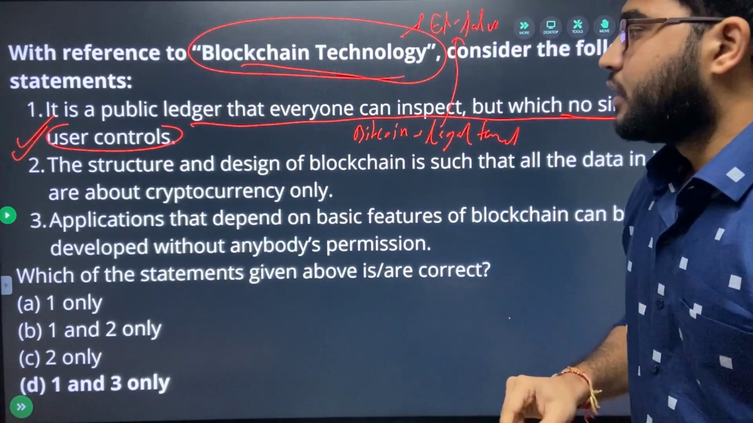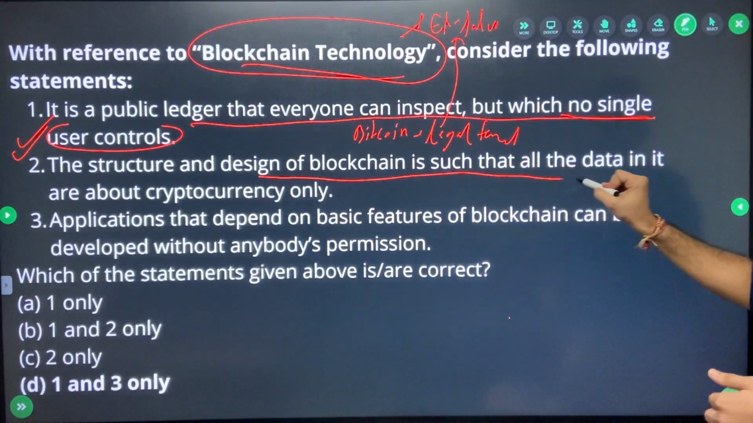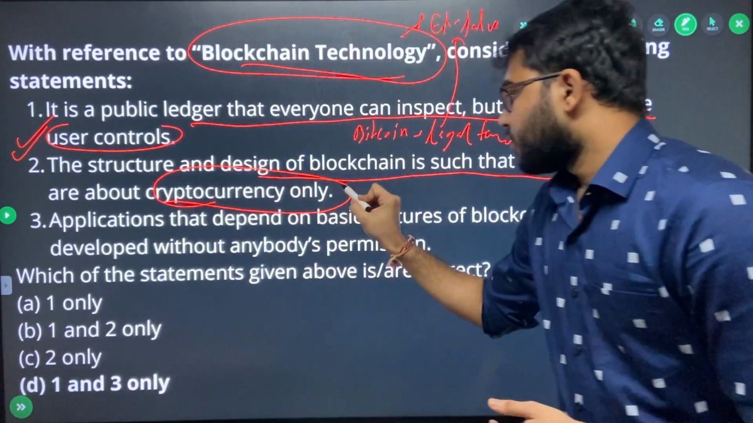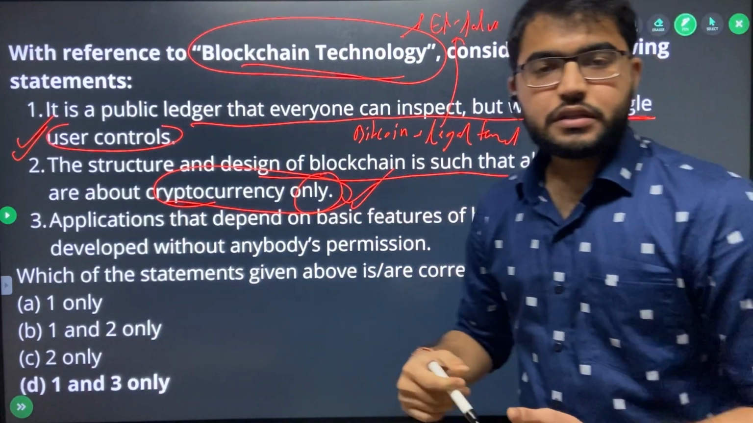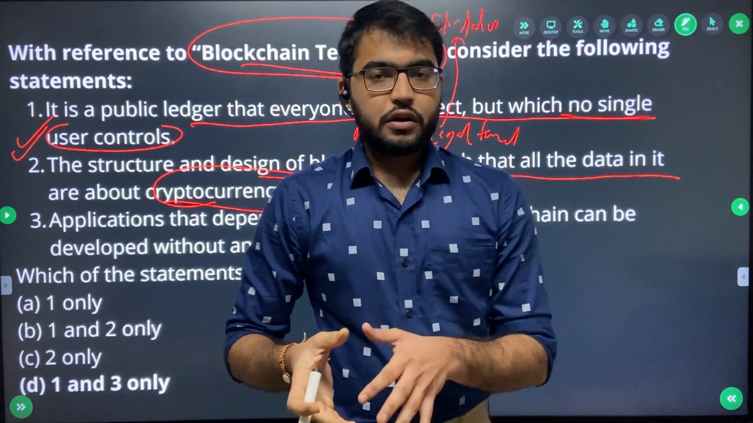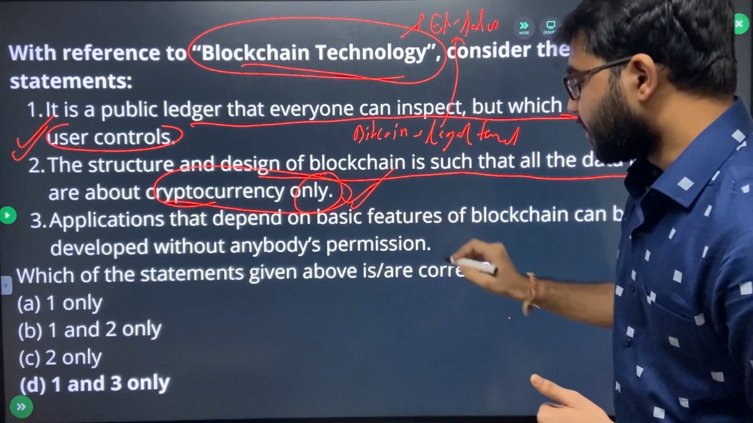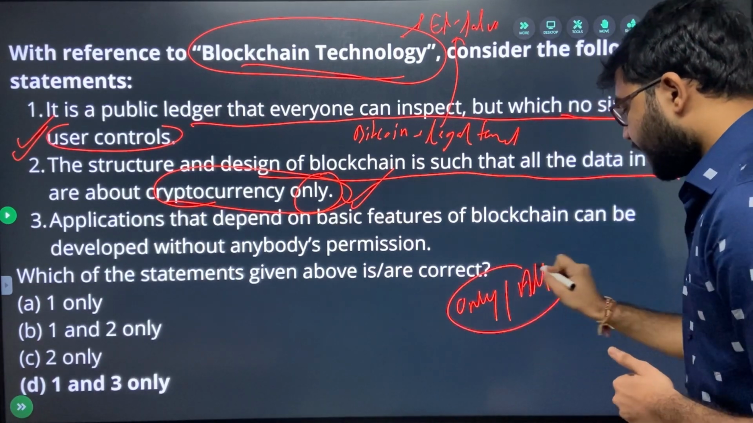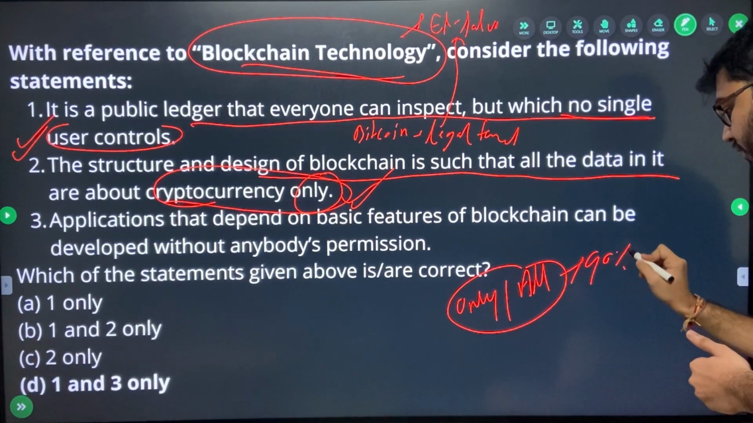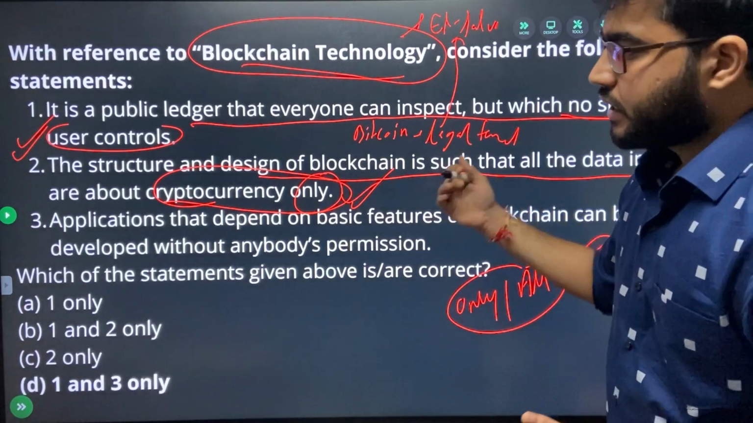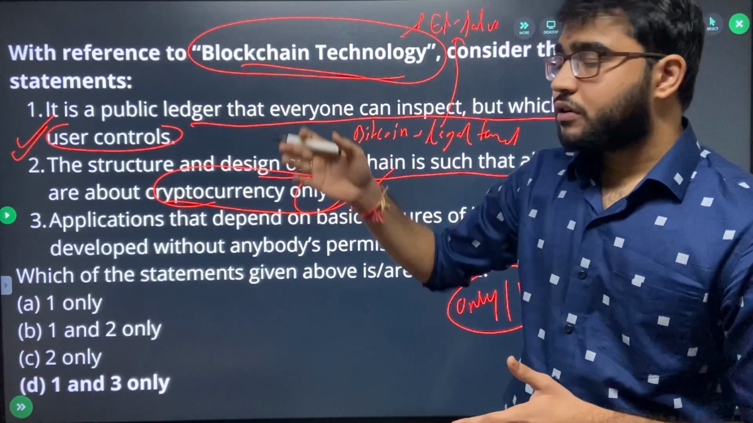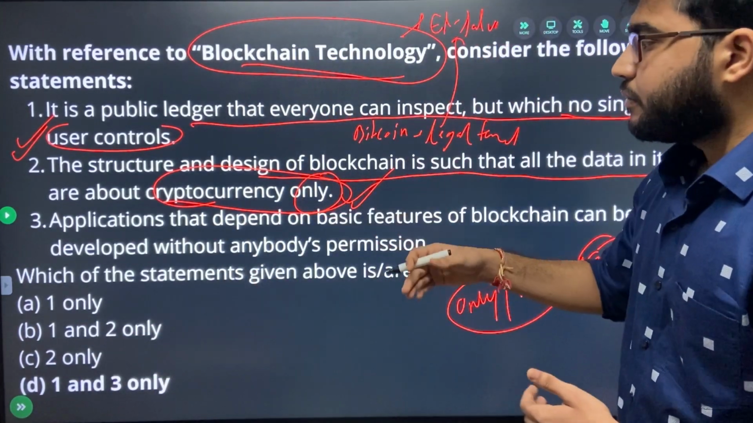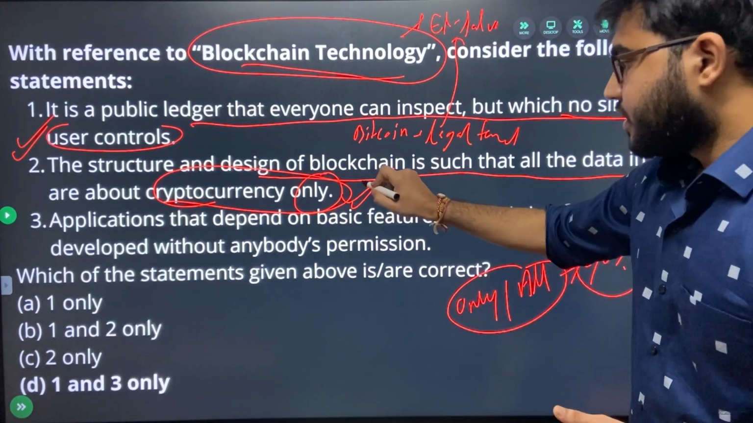It's a correct statement. Next: the structure and design of blockchain is such that all the data in it are about cryptocurrency only. So again, when I discussed those environment questions, all the 15 questions, I told you about the extreme statements like 'only' and 'all'. 90% of the cases, there are 90% chances that such statements are incorrect. This blockchain technology can be used for multiple things, in automobiles, in nuclear plants. It's not only used in cryptocurrency. So this is a wrong statement.